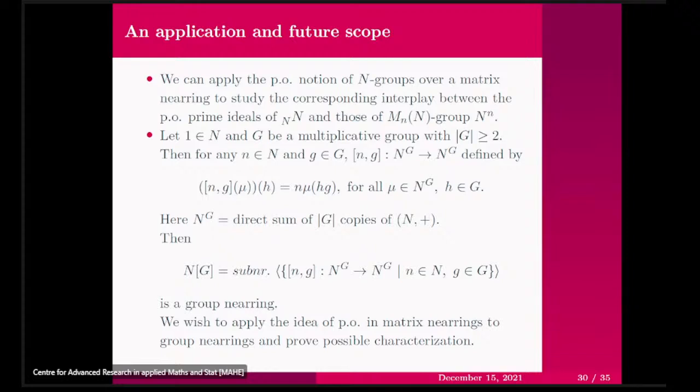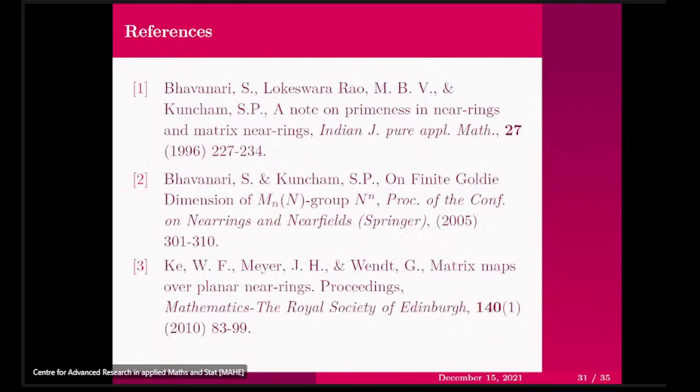Let 1 belong to N and G be a multiplicative group with at least 2 elements. Then we define the mappings N_g from N power G to N power G as follows. Then N_g is the direct sum of cardinality of G copies of N, and the near ring generated by all such maps is called a group near ring. That is, if mod G is equal to n, which is finite, then it becomes the matrix near ring. So we wish to apply the partial order nature in terms of group near rings and prove characterizations.